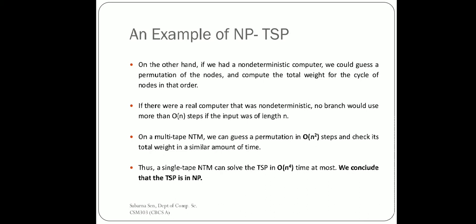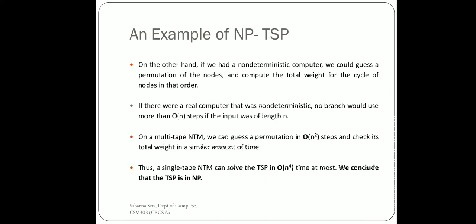that is order of n square, right? And again, if we have to simulate this multi-step Turing machine using a single step Turing machine, it will be the square of the value we have got for the multi-step Turing machine, so it will be order of n to the power 4. So we can conclude that my traveling salesman problem is NP, right? That means we can solve the traveling salesman problem in polynomial amount of time using a non-deterministic Turing machine.